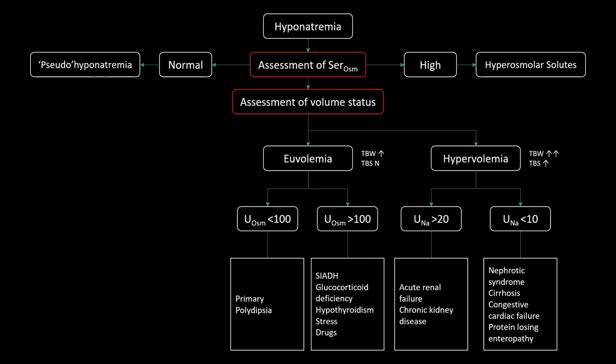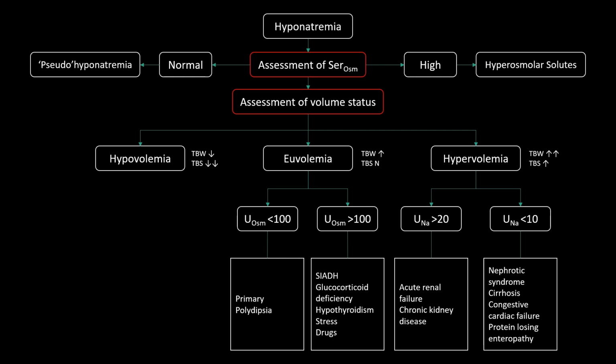Last but not the least, and actually the most important part: if there are features of hypovolemia, hypovolemic hyponatremia, we learnt about mainly two conditions. There can be renal loss, there can be extrarenal loss. In the cases of renal loss, the urinary sodium will be high. In the cases of extrarenal loss, the urinary sodium will be low as a compensatory mechanism.